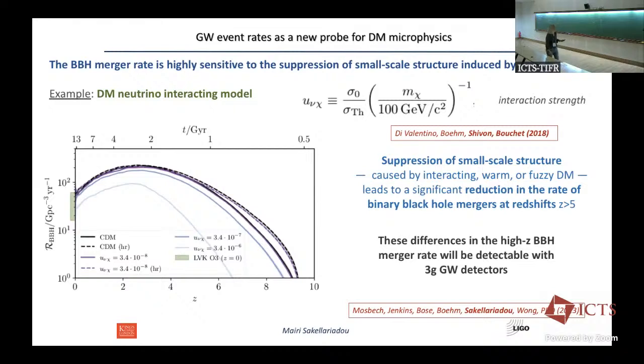LIGO Virgo lies here now. So third generation detectors will be able to see the difference, if it exists, at large redshifts, and therefore to identify the distinction between cold dark matter and an interacting dark matter model. So that's something that will come from the mergers.